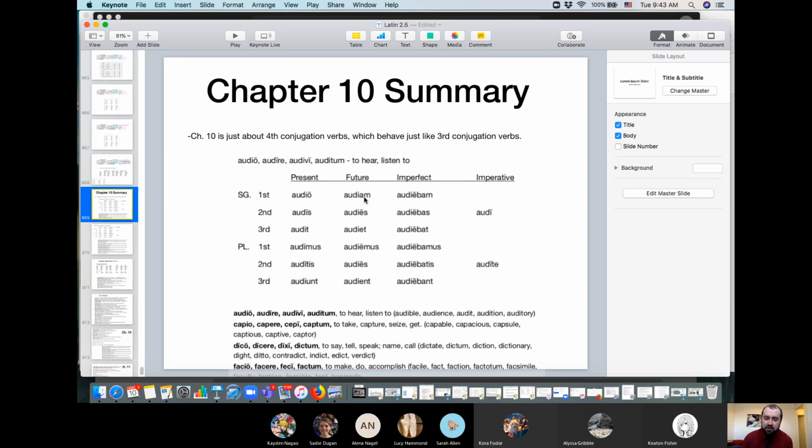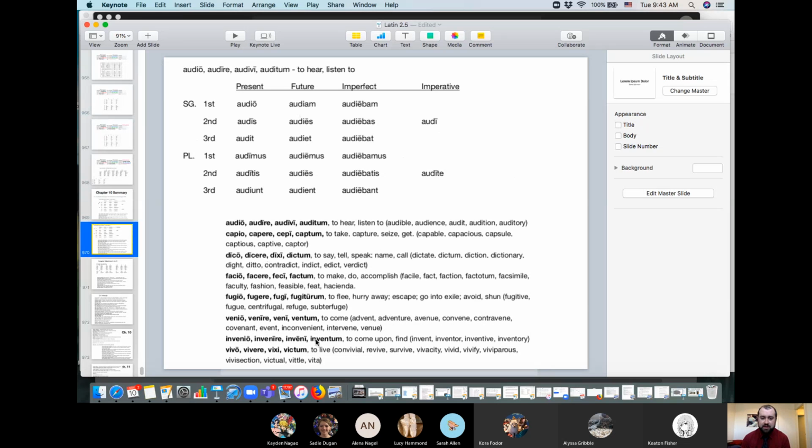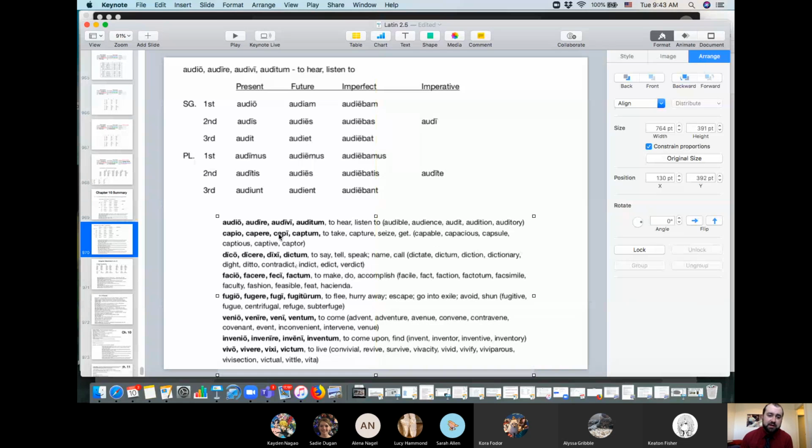And then they have this really weird first person singular future, where in the present they're getting like I's or a U sometimes in the third plural to be present tense. That is the whole chapter. So yep, there's the verbs they give you that chapter. Audio is to hear, like audio. Capio is actually just third conjugation, to take or capture. Dico is to speak. Facio is kind of like ago, in that it can be way too many things: make, do, or accomplish.